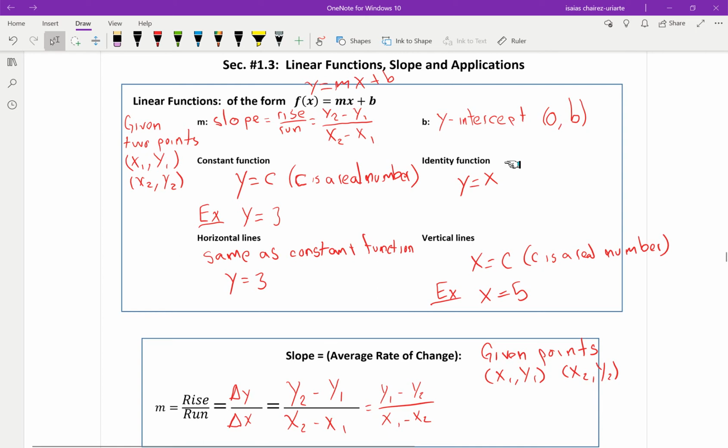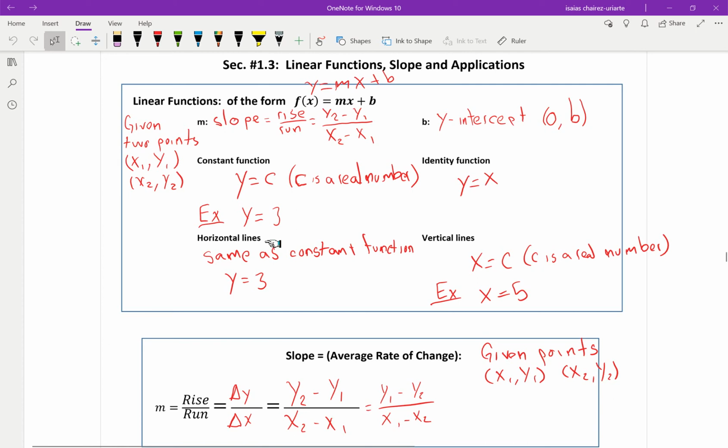Now there's this thing called the identity function. The identity function is y equals x. And that'll come in handy for us later on when we talk about composition of functions. This function right here sort of almost acts like, well, I guess I want to say like a multiplicative identity, whatever that means. But this is an important function, y equals x. We'll talk about it further down the line when we talk about composition of functions.